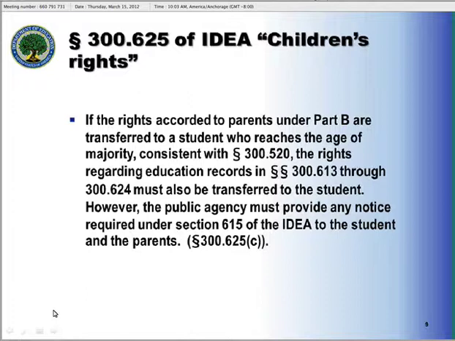Under Section 300.625(c), notices that must be provided to parents, as well as children to whom rights have transferred, include, among others, prior written notice and the procedural safeguards notice.